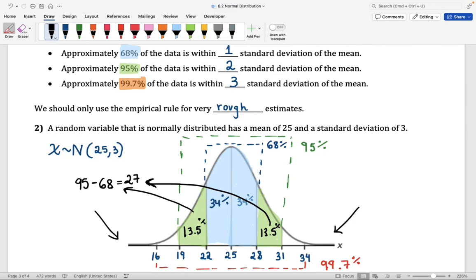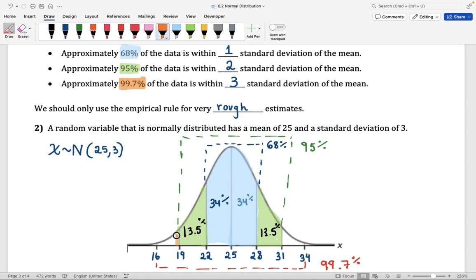And notice, if you take 13.5 plus 34 plus 34 plus 13.5, you get 95%, which is the area that we have between 19 and 31. What I'm trying to emphasize here is that the empirical rule, 68, 95, 99.7%, can help us find other percentages, such as that 13.5%, that 34.